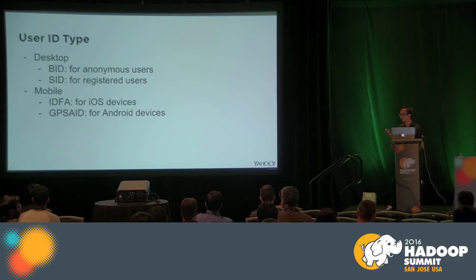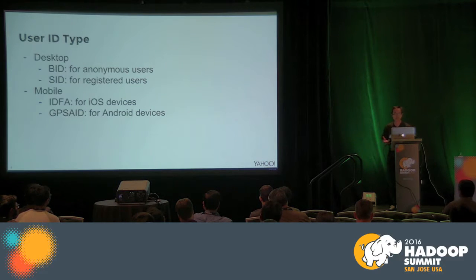It's the Yahoo user ID. But from the user privacy point of view, we cannot use the Yahoo registered user ID directly. So we apply a one-way hash based on the Yahoo user ID to generate something called SID. This is a completely anonymous user ID to identify a registered user. And for non-registered users, we will use the browser ID to identify you. The browser ID is basically the first 13 characters of your B cookie, your browser cookie.